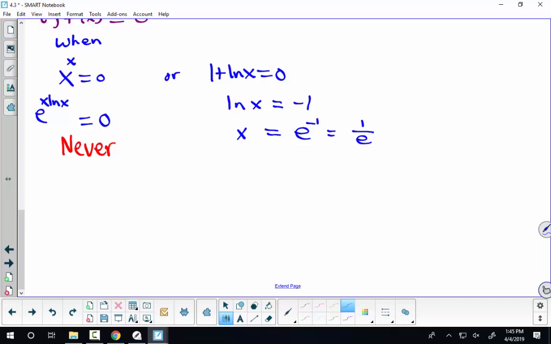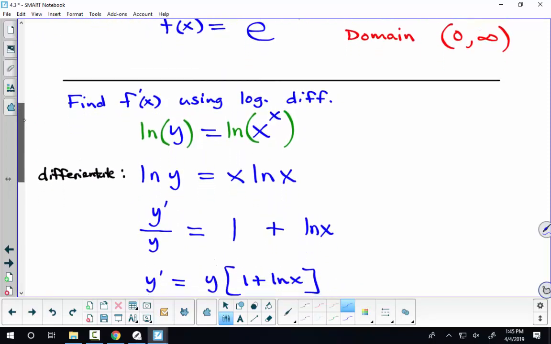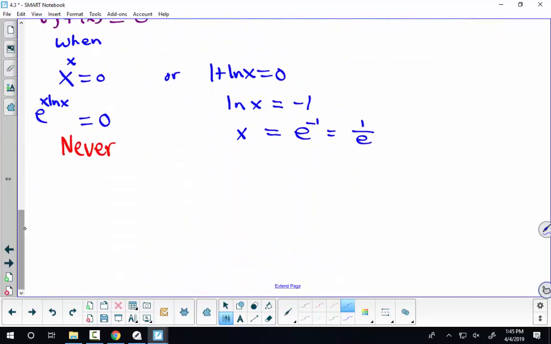Is that in the domain of the original function? The domain of the original function x to the x was 0 to infinity. Certainly in the domain. So we have a critical point here.